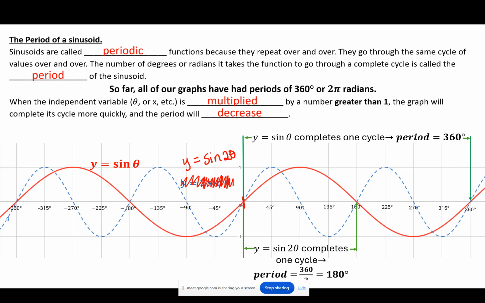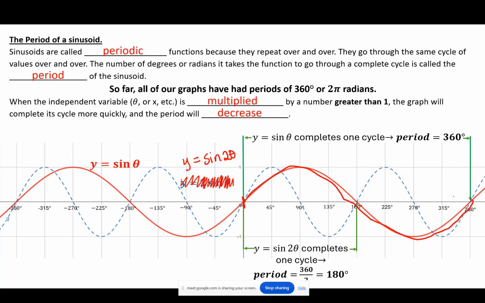It's starting here at 0. It goes up to 1. It goes back down to 0. It goes down to -1, comes back up to 0. It has now completed all the values that it ever has. From 0 to 1, back to 0, back down to -1, and back up to 0 again. Now it's just going to repeat that again.